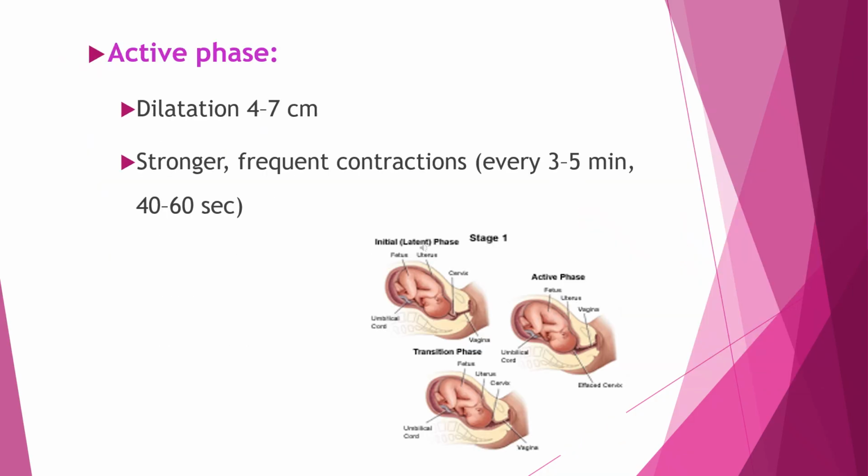The next phase is the active phase. During this stage, the cervix dilates from about 4 to 7 centimeters. The contractions become stronger, more regular, and more frequent, usually occurring every 3 to 5 minutes. Each contraction lasts for about 40 to 60 seconds, helping the cervix to open more quickly and allowing the baby to move further down into the birth canal.